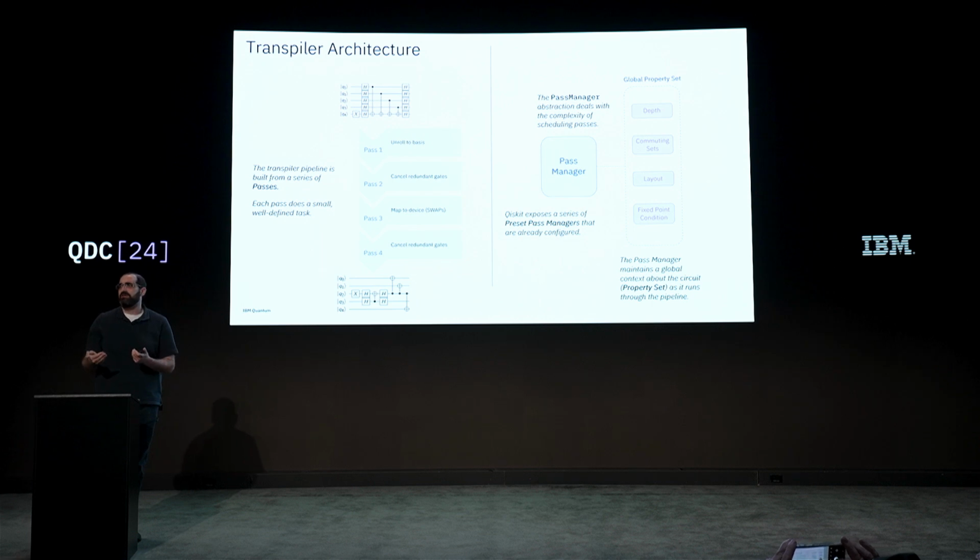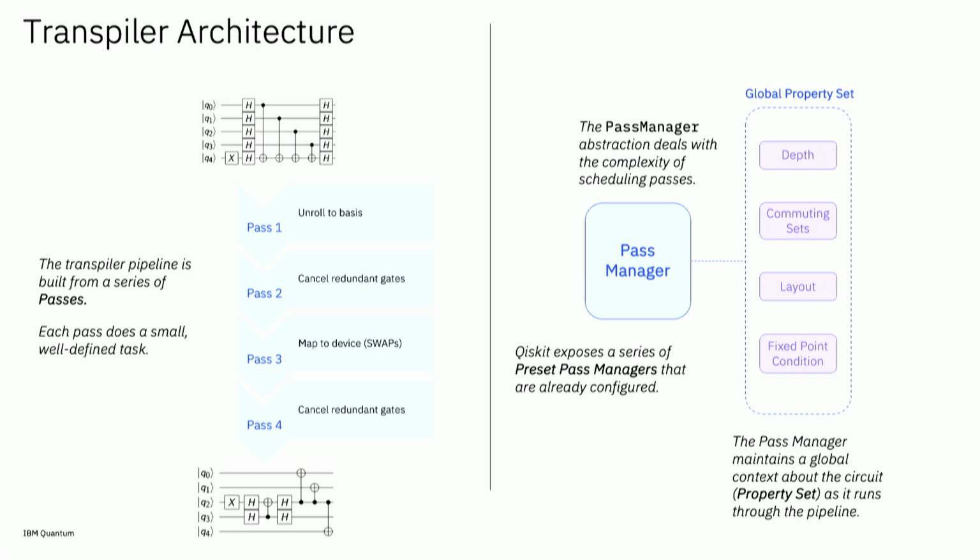So you can have if-else statements, for loops, while loops. And it lets you control the execution of these passes so you can orchestrate them to perform some goal. And the other aspect of a pass manager is that there is a property set, which is a global metadata store so that you can pass information between passes.